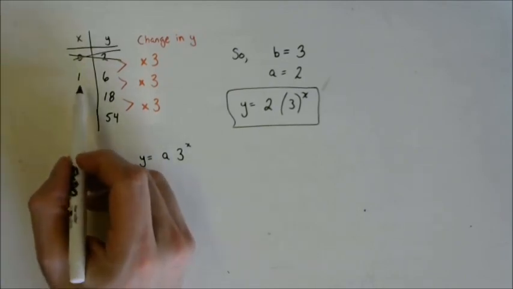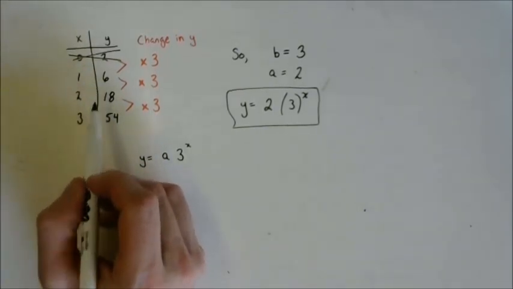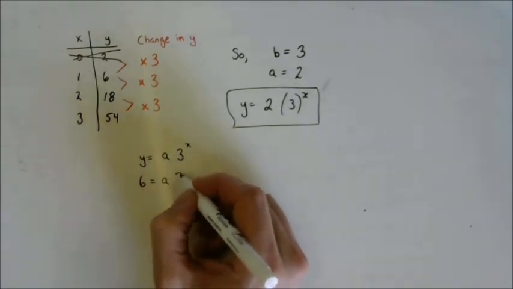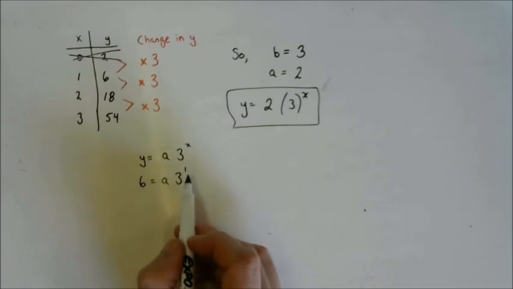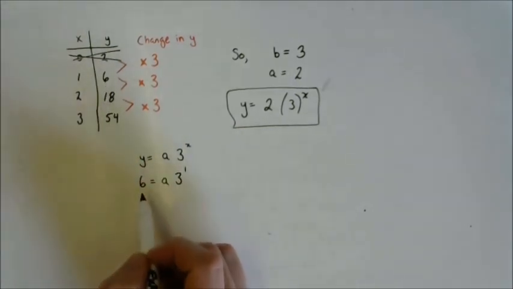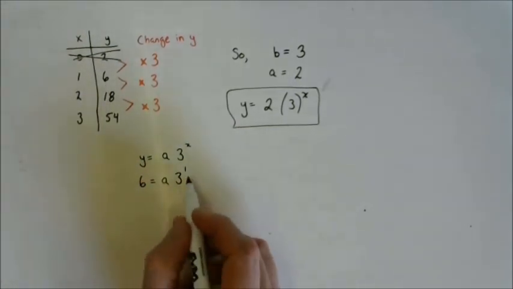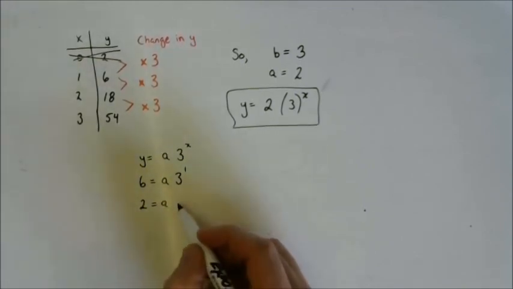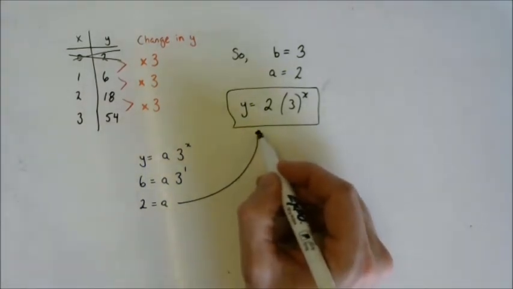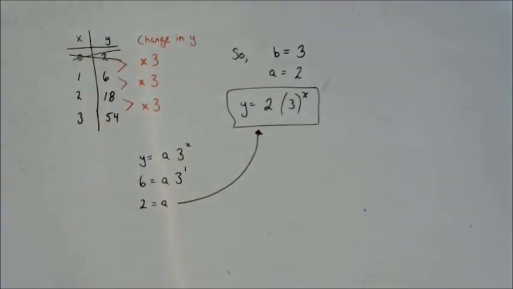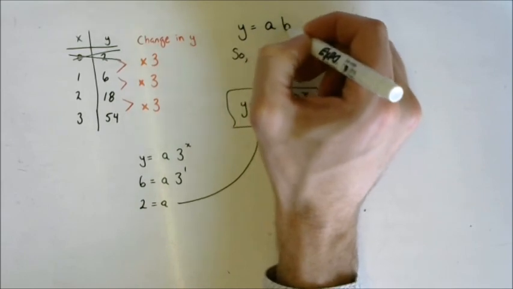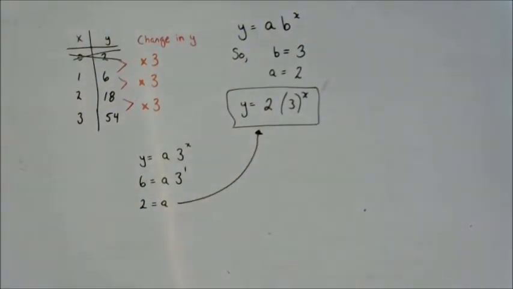So if we know that the point (1, 6) satisfies the equation, then we could sub those in for x equals 1 and the corresponding y value is 6. And then we could simply divide both sides by 3 and we'd get a equals 2, which is what we got already. Okay, so it's not so difficult to go from a graph to an equation as long as you know that the form of the equation is y equals a times b to the power of x.